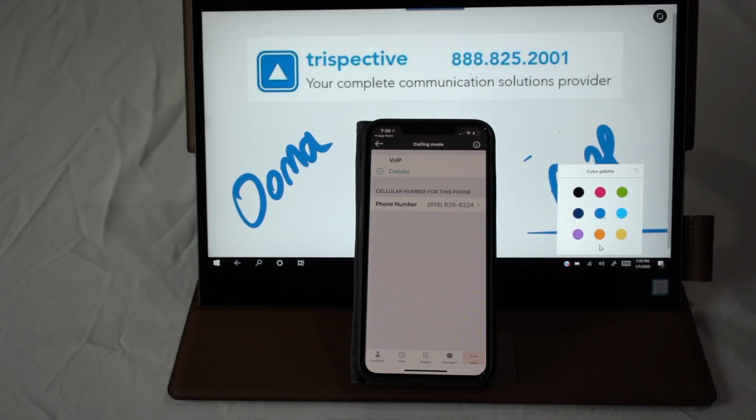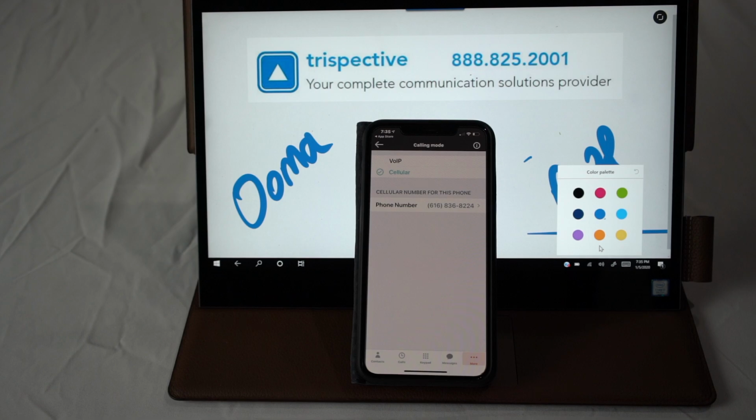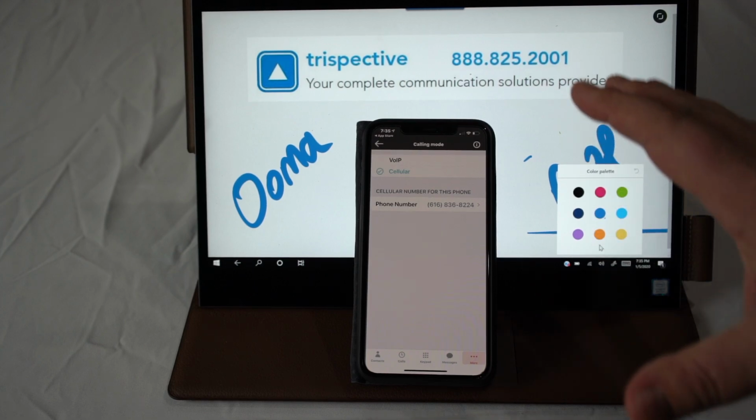So in that case, you're actually going to make a phone call out using the app, using the cellular number. And again, even in that mode, you're going to send the caller ID of your extension or the main number of your company. So just some quick tips on that calling mode.